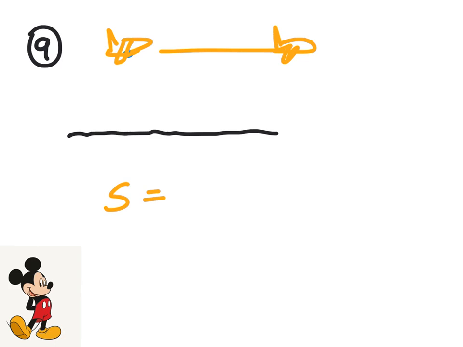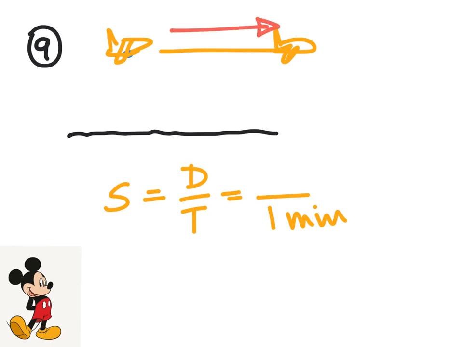So speed is equal to distance divided by time. We know from the question that the time is 1 minute. What we don't know is the distance that it's actually flown. We don't know that distance there, how much it's flown. What we do know is it's at a height of 10,000 metres.